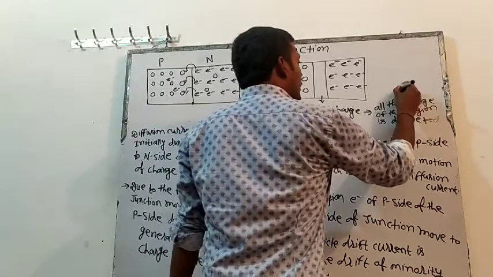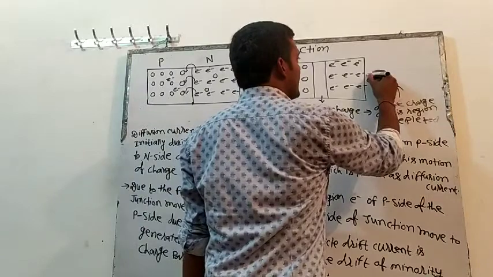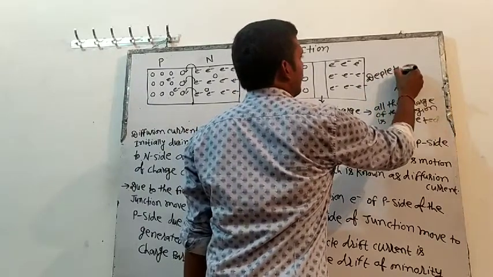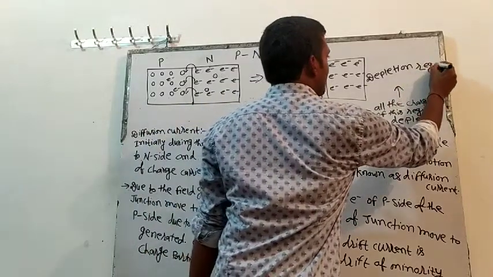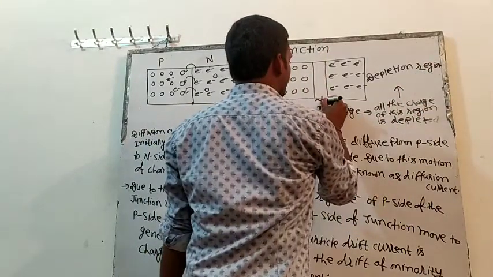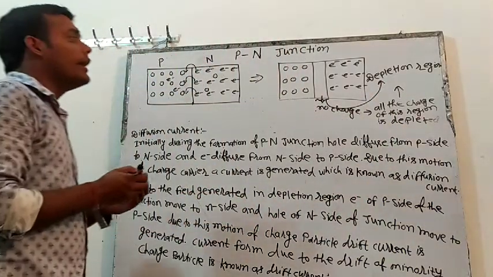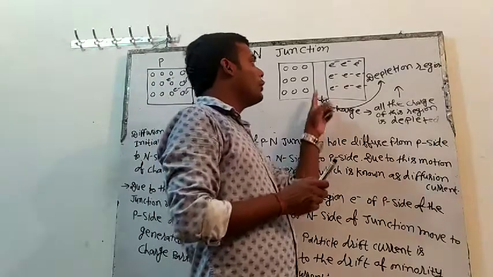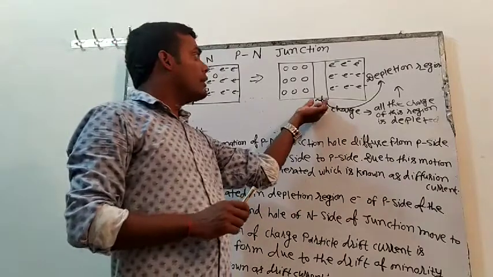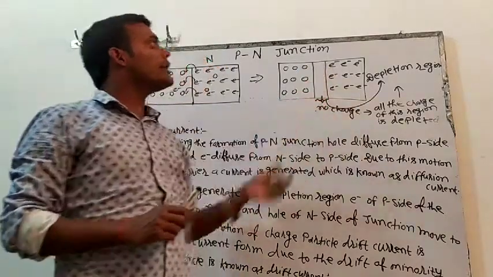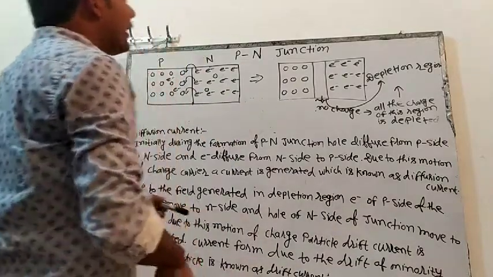So in this region there will be no net charge. If there is no charge, this region is known as the depletion region. Which region is known as the depletion region? This region. So what is the depletion region? A region where there is no charge is known as the depletion region. This region is generated where there is no charge.